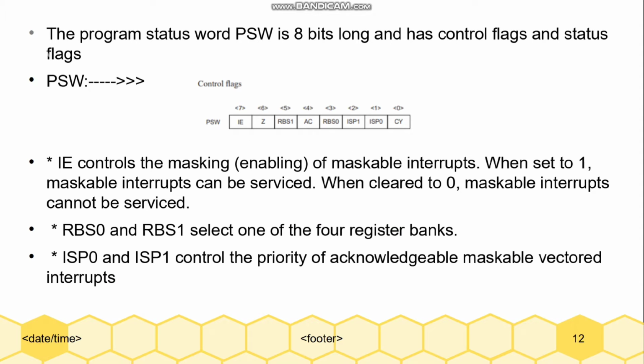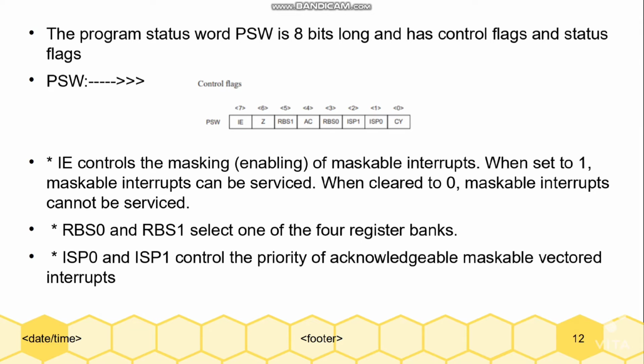The program status word. This program status word is 8 bits long and has control flags and status flags. We can see what each and every bit indicates. Like the IE bit, which is interrupt enable. The functionality of the IE bit is that it controls the masking and enabling of maskable interrupts. When set to 1, maskable interrupts can be serviced. When cleared to 0, maskable interrupts cannot be serviced.